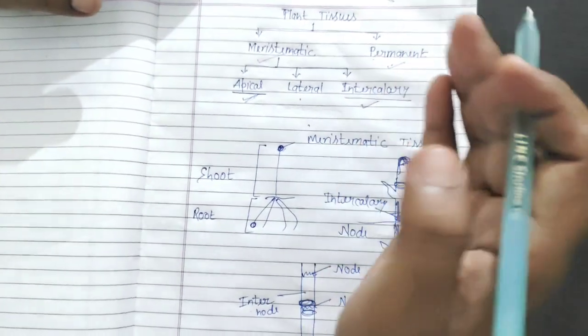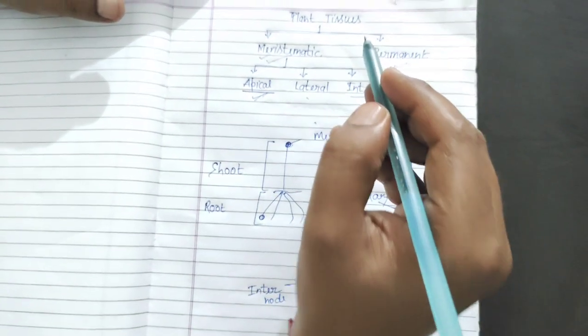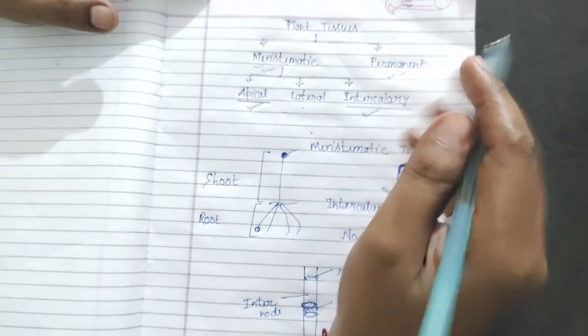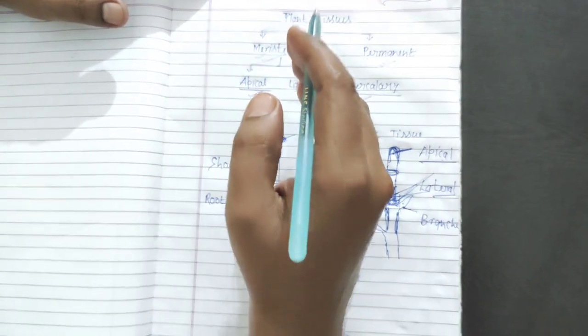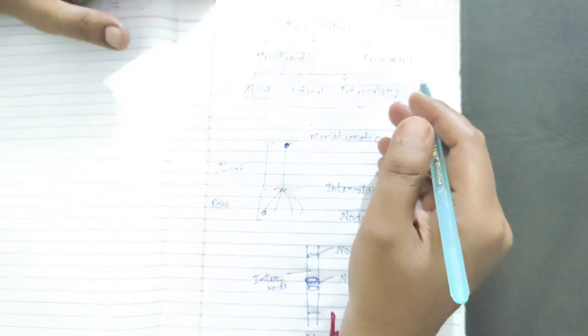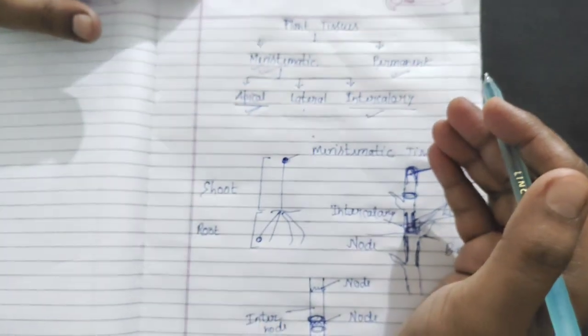Permanent tissues cannot make new cells. Who can make new cells? Only meristematic tissues can make new cells. But permanent tissues cannot make new cells. Earlier they had the power of division, but now they have stopped. They have lost their power of division, and they are performing a particular function. Are you getting this? Yes, sir.